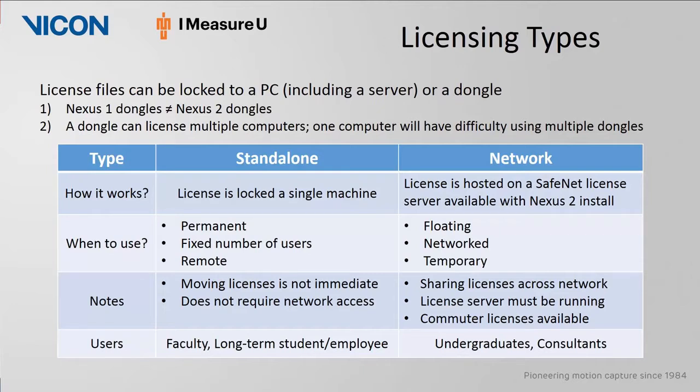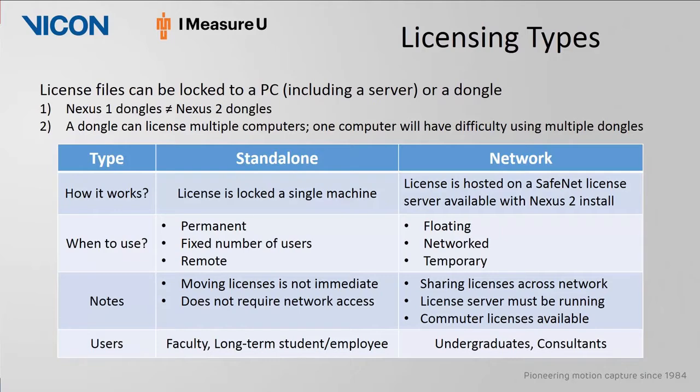There are two types of licenses, standalone and network. A standalone license is one that is locked to a single machine. It is typically used when a user is going to be permanent, i.e. long-term, or you have a fixed number of users. This is because moving licenses from machine to machine is not an immediate process. A standalone license is also the best option when the machine is going to be remote, as it does not require network access. In general, the standalone license is best for faculty and long-term students and employees, as you don't have to worry about a license being permanently used.